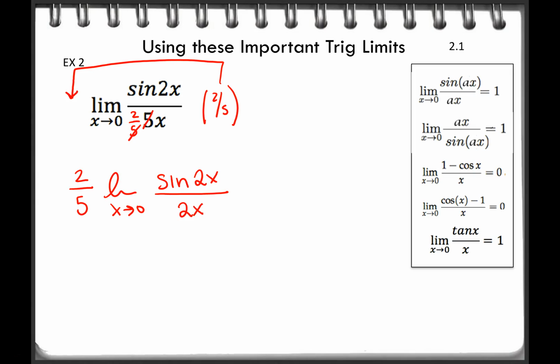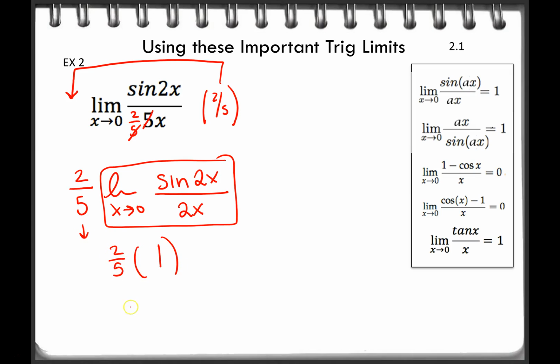Okay, so then what we have next is the limit as x approaches 0. All this right here becomes 1. I drop down the 2/5. 2/5 times 1 is 2/5. And that's our final answer.